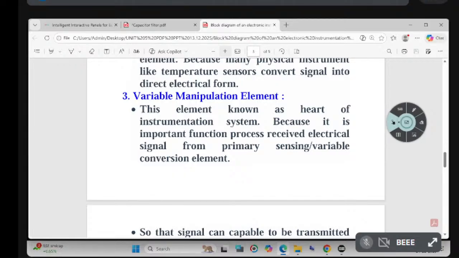The data comes from the variable conversion element, as an electrical signal.